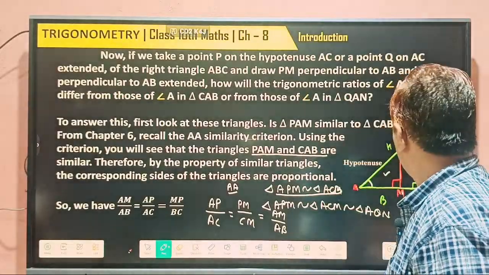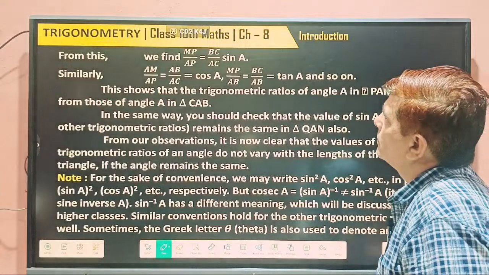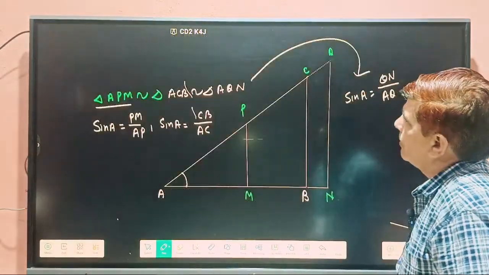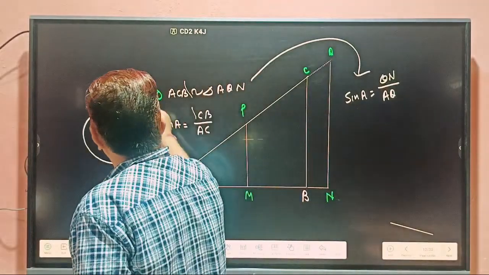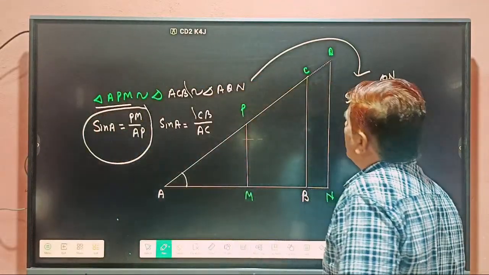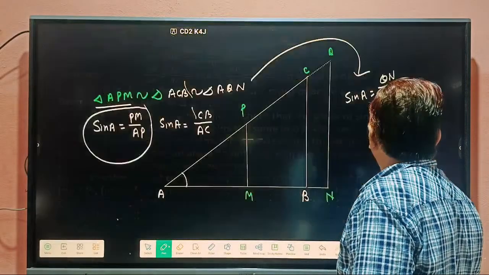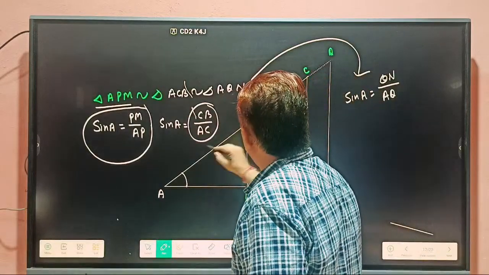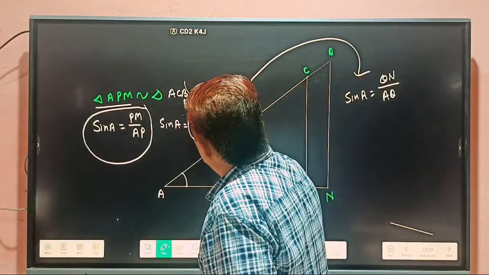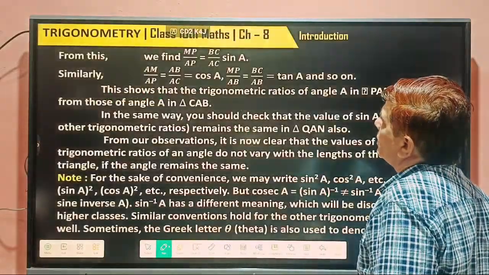So look here. MP by AP is sin A. BC by AC is sin A of this triangle. This is of this triangle. This is just what I want to tell.